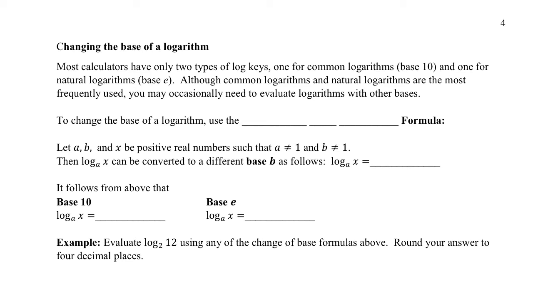If you don't have a TI-36 and so you don't have the ability to do that, you're going to use change of base formula. It's very simple, and it's just good to know too in case you were somewhere maybe all you had was your phone and you needed to do an evaluation, you wouldn't have the ability to type in different bases. So it's really very easy. Okay, so it says most calculators only have two types of log keys, one for the common log, which is base 10, and one for natural log, base E.